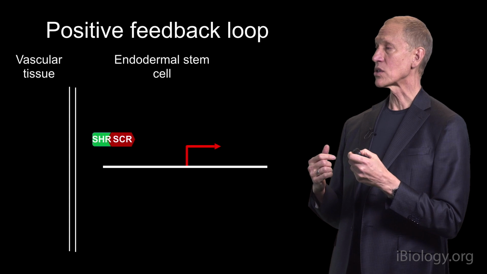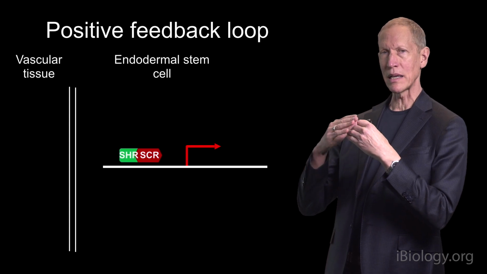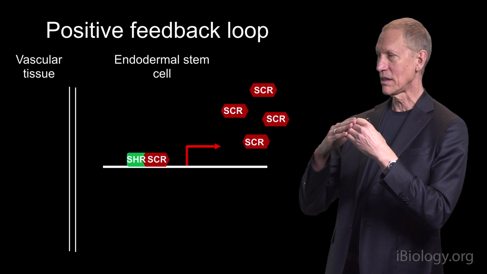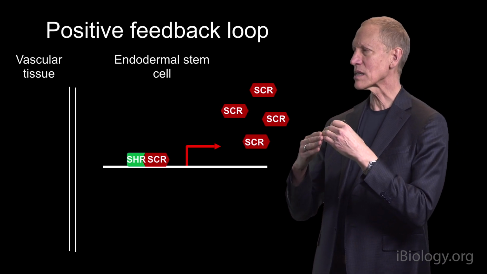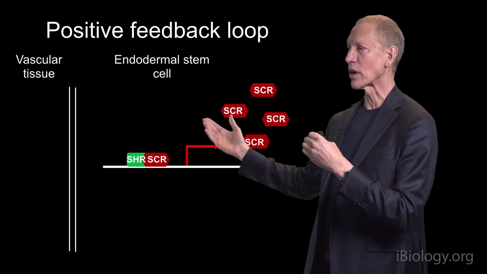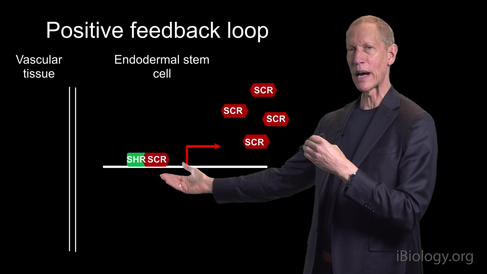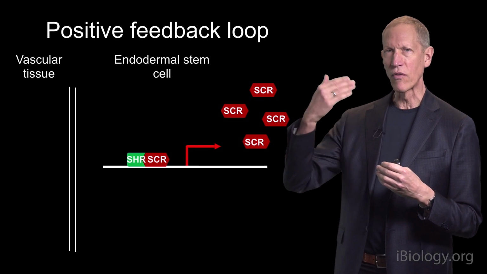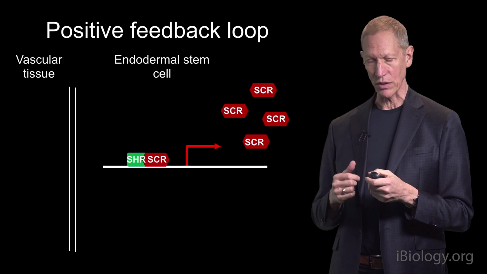We then showed that the Short Root and Scarecrow protein bind to the DNA, so they bind to the promoter of the Scarecrow gene. What does this cause? This causes a rapid increase of Scarecrow. The more Scarecrow that's made, the more it comes over, binds with Short Root, and binds to the promoter. This makes a positive feedback loop over and over again, making more and more Scarecrow.